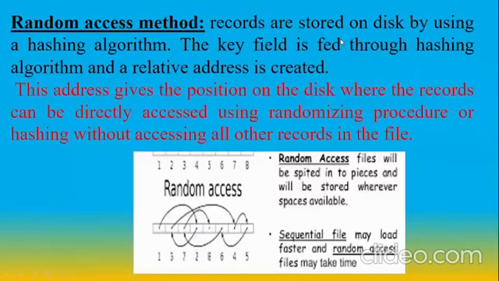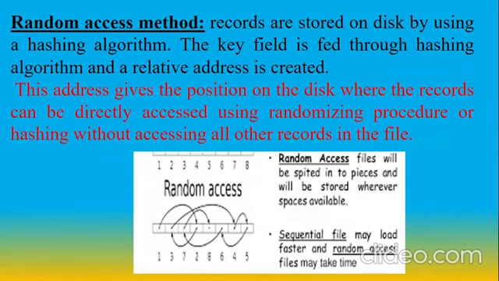The next method is random access method. Records are stored on a disk by using a hashing algorithm. The key field is fed through the hashing algorithm and a relative address is created. That is, using a hashing algorithm, we can directly access the particular record from the file. A hashing algorithm is used to create a hash key or a record key for the records. So using that particular record key only, we can access the record from the file directly.